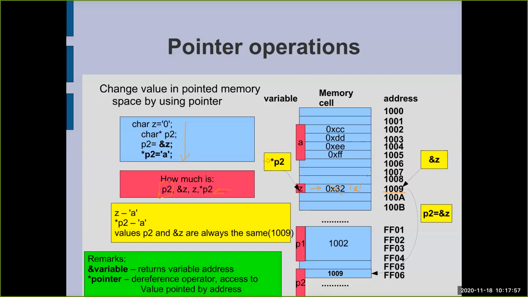So the value of Z will be modified, not using the operation Z is equal to A, but using the pointer. But because P2 points to Z, this operation is equivalent. So this operation modifies also the value of Z. So the value of Z is A. Yeah? What is the asterisk P2?